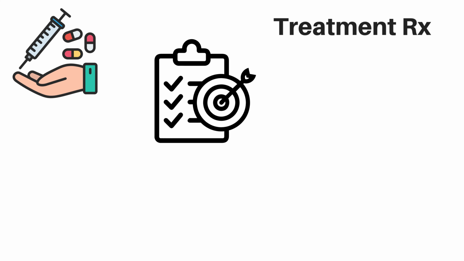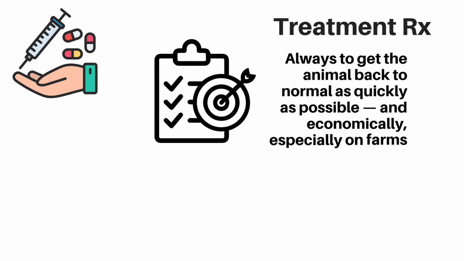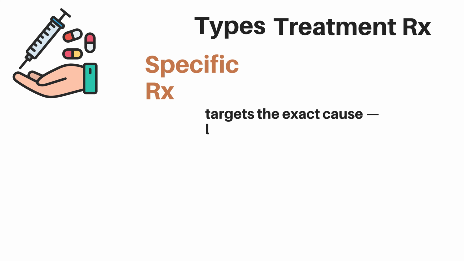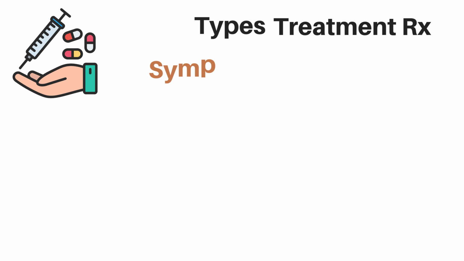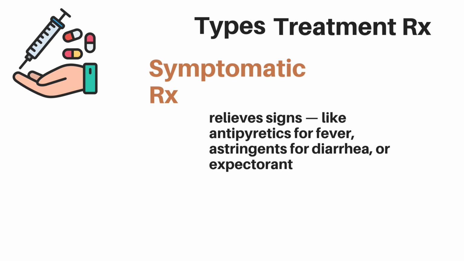Finally, let's look at treatment, or what we call RX in vet terms. The goal is always to get the animal back to normal as quickly as possible, and economically, especially on farms. Specific treatment targets the exact cause, like penicillin for strangles or adrenaline for anaphylaxis. Symptomatic treatment relieves signs, like antipyretics for fever, astringents for diarrhea, or expectorants for bronchitis.